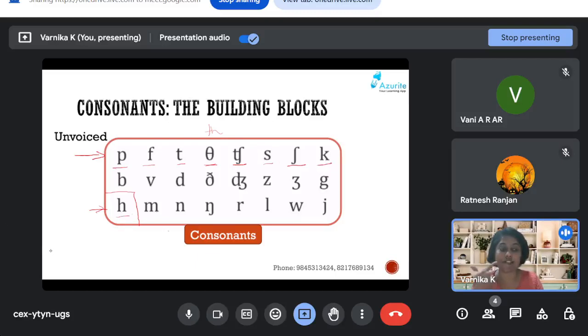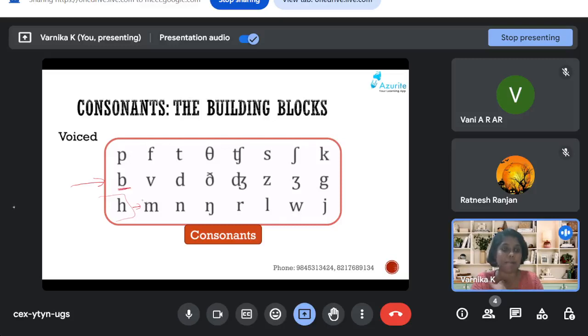Okay, h sound, it's just air. Alright, so these are your unvoiced sounds. They're just air that you're leaving out of your mouth. Your voice is not coming out. So that's the reason you're calling them unvoiced consonant sounds. Now we are moving on to voiced consonant sounds, which is your second row and your third row except for h.